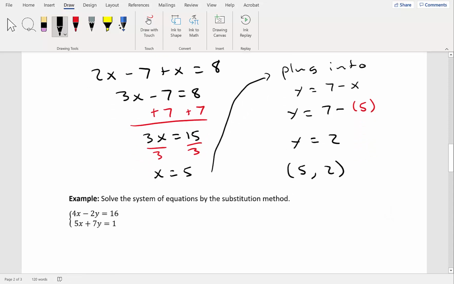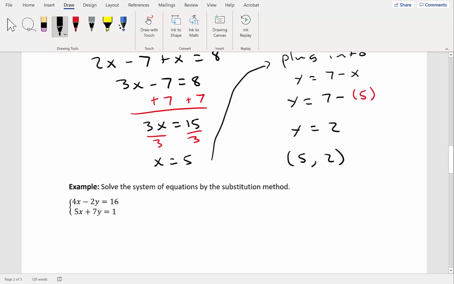Okay, so same type of problem, solve the system by the substitution method. Now we're given these two equations. And now in this problem, we don't have a variable already solved for. So what we're going to have to do is choose one of the equations and choose a variable to solve for. Now if you take a look at the second equation, notice if you were to solve for x or if you were to solve for y, you'd end up with fractions in your equation.